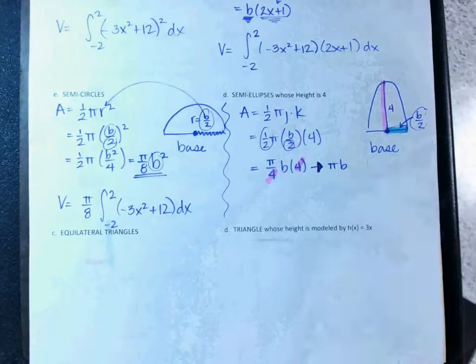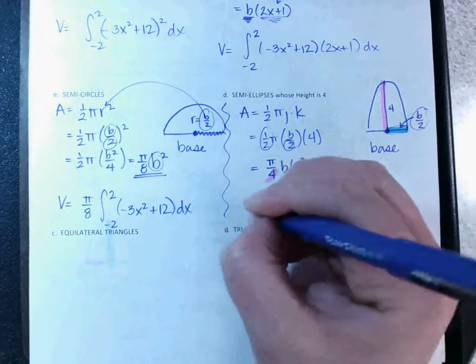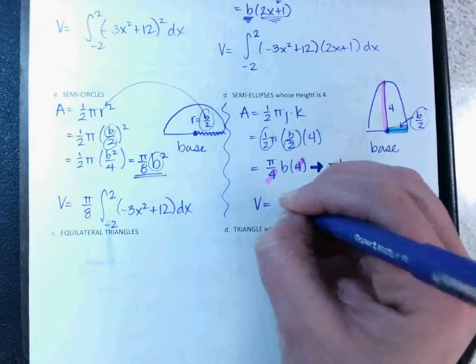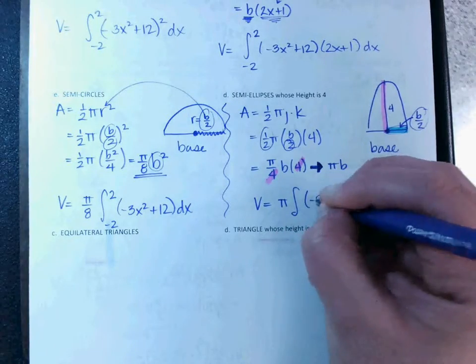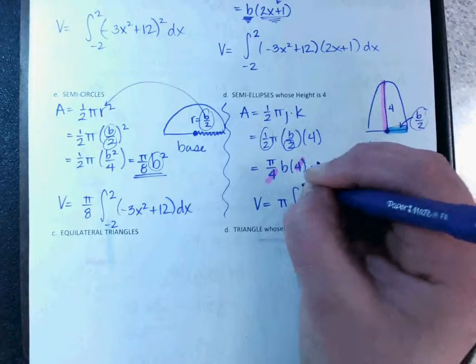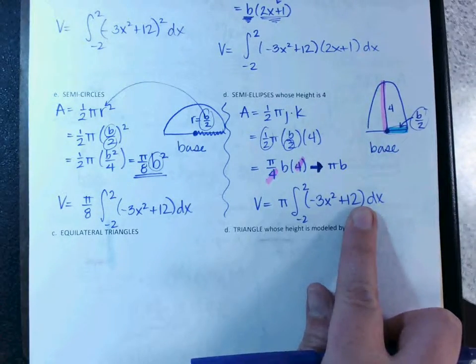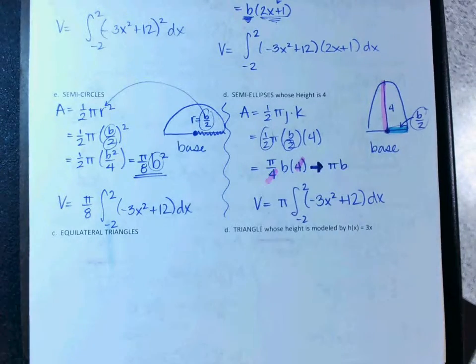Okay. So then from there, I'm going to do volume equals pi times the integral of the base, negative 3x squared plus 12 dx, and then from negative 2 to 2. And notice I'm not putting a squared or anything on that because there's not a squared in my area formula, which was pi b.